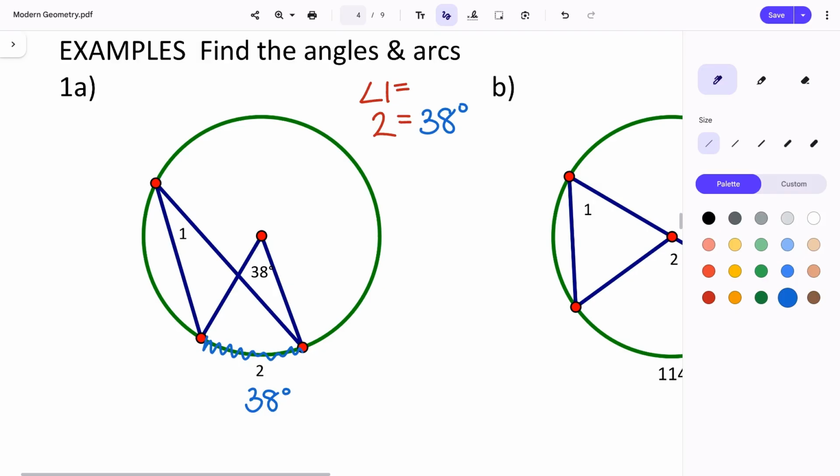Now, how about 1? 19. How'd you get there, Hayden? Yeah, so because 1's sides, here's my vertex for 1, it goes down to this, and it goes down to this. It's hitting that arc, that's 2. And so this is an inscribed angle, so it's half of that, which is where he got 19 from. So for this, I'll just write over here, we took 38 divided by 2, or a half times 38. Okay, questions on that first one?